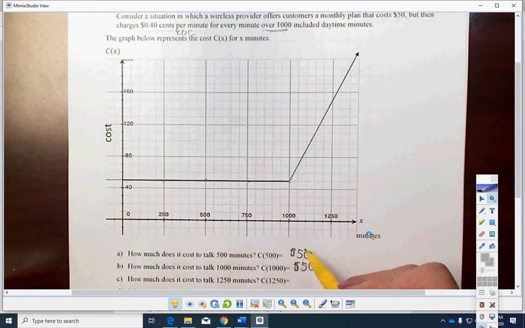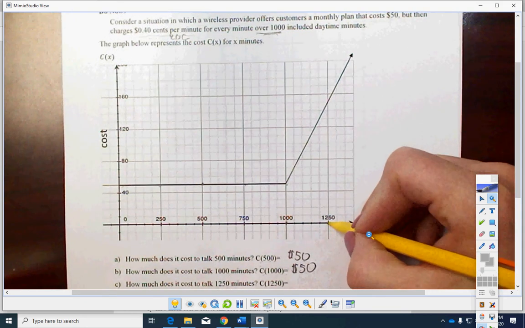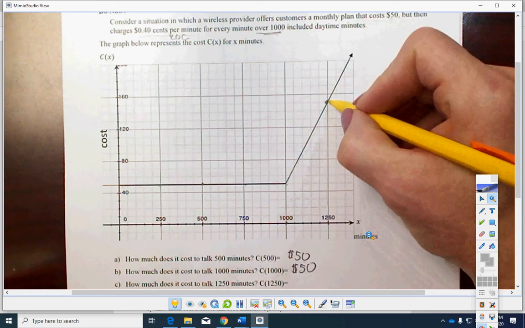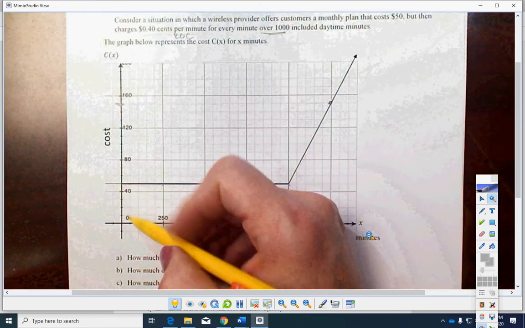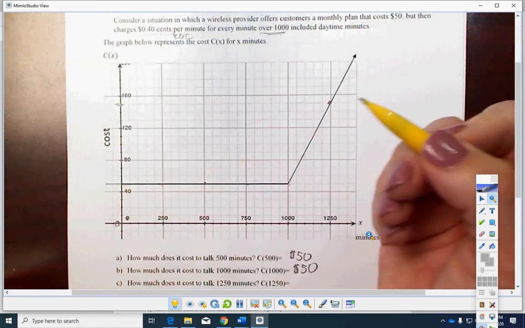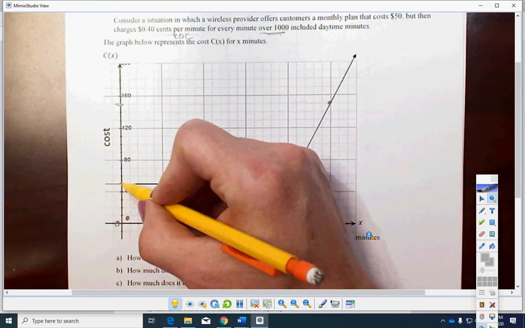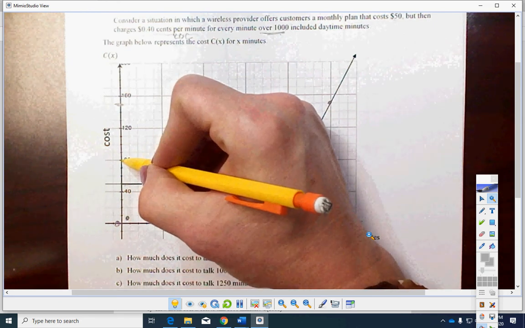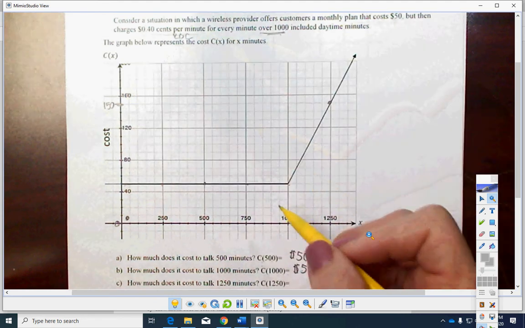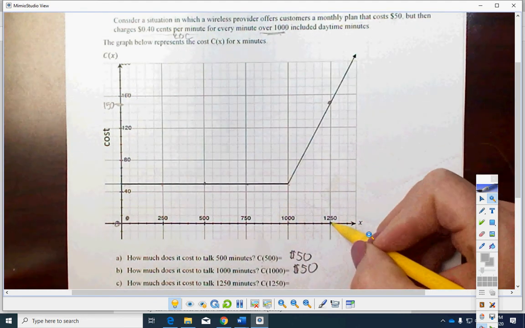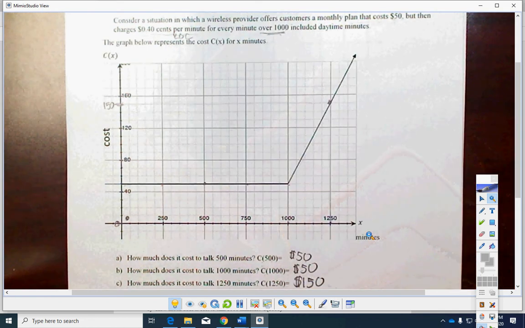But now, how much does it cost to talk 1,250 minutes? Let's just see where this hits the graph, and let's see where that y value is. Let's be careful and see what our scale is going by. The 0 is kind of floating out there. It's going by tens, right? 10, 20, 30, 40, 50, 60, 70, 80. So it is going by tens. So if this is 120, 130, 140, 150, it makes sense to get up to 160 there. So for 1,250 minutes, it's going to cost $150.